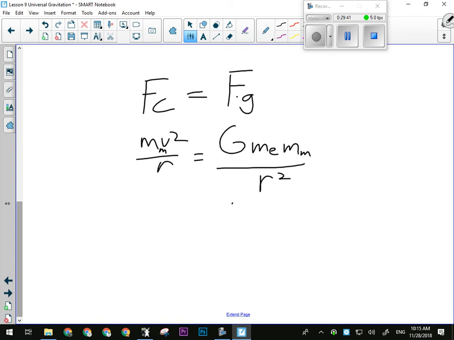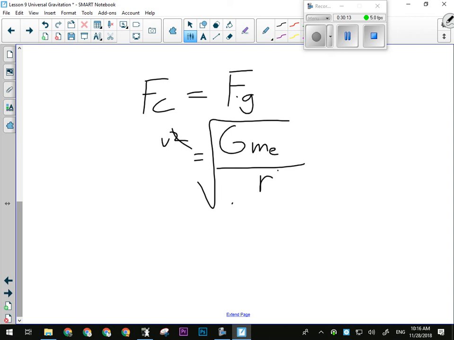Okay, I want to calculate how fast the moon is going. So I need to move this r over to this side. So I'm going to multiply both sides by r. That's going to make this r cancel and this r go away. Okay, so those are gone. The squared is gone. I'm going to divide both sides by the mass of the moon. Good, that'll cancel. And then I'm going to take the square root. Now I'm solving for the speed of the moon. Everyone follow what I did there?